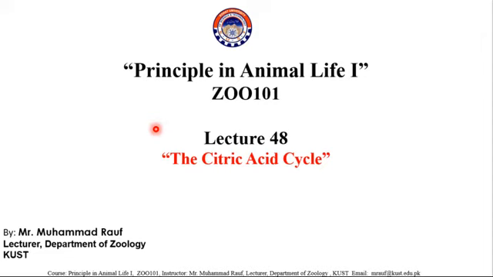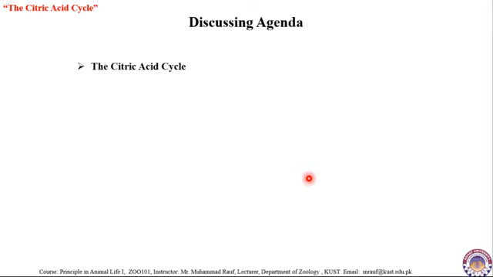This is lecture number 48. The topic is the citric acid cycle. The agenda for the topic will be conversion of pyruvate to acetyl coenzyme A, and then we will discuss the citric acid cycle, which is also known as the tricarboxylic acid cycle or Krebs cycle.